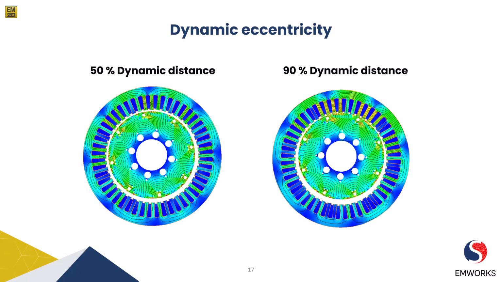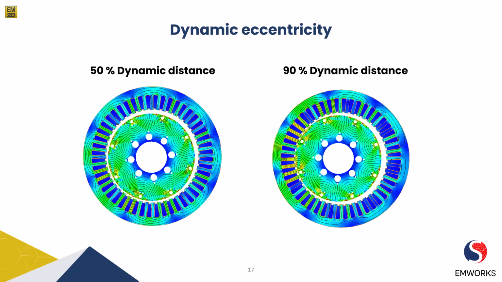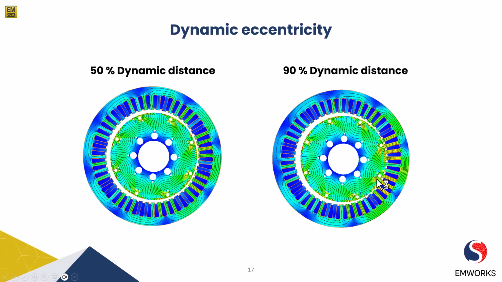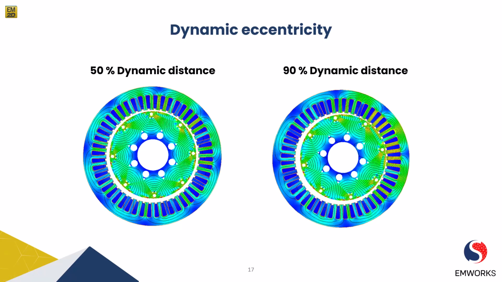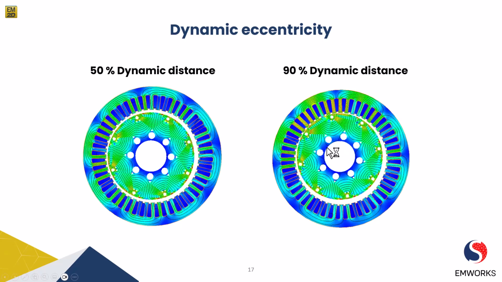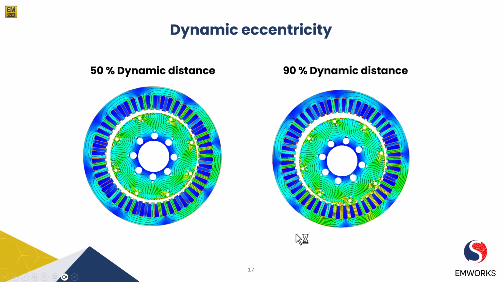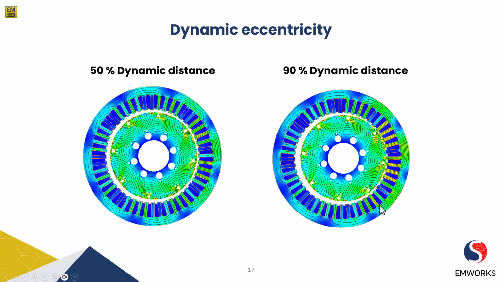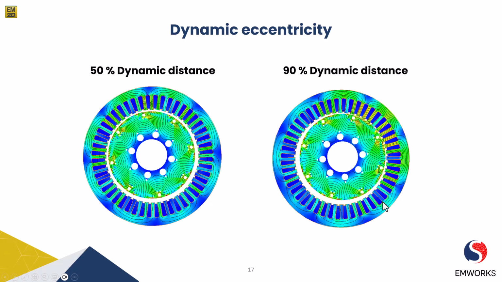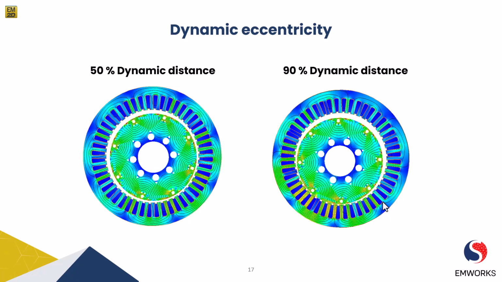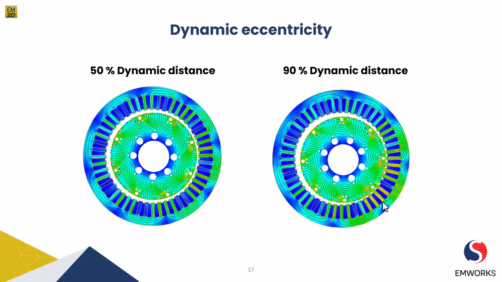during each revolution. On the other hand, if we look at the 90% dynamic distance, it indicates more significant displacement of the rotor's center from the stator's center during motor operation. The flux density plot for this scenario may exhibit more pronounced variations and larger deviations in the magnetic field strength across the air gap.